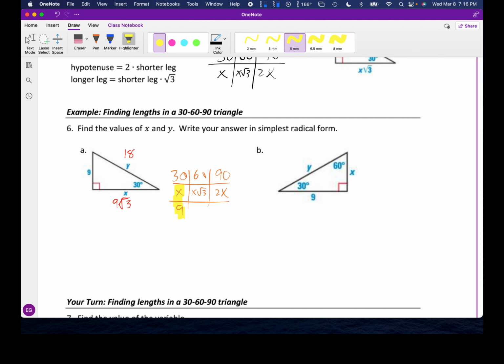All right, I get x equals 9 when I set up this little equation. So then when I jump in here, if x is 9, then this one's going to be 9 rad 3, and if x is 9, then 2 times 9 is going to be 18. So I know that the x value is going to be 9 rad 3 in the problem, not the x value in my table, and my y value is going to be 18.